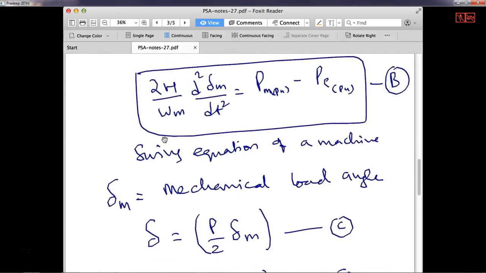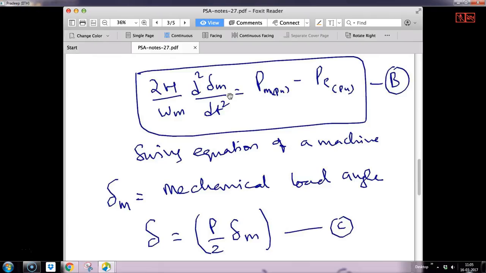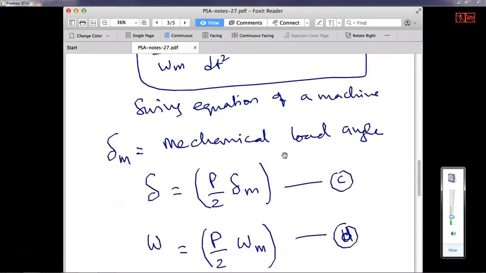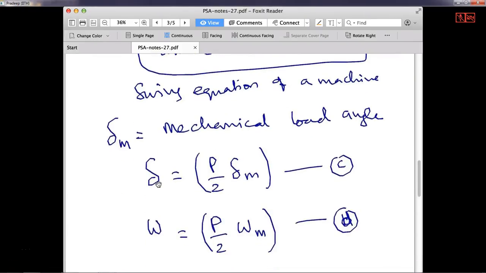Now this is the swing equation of a machine in terms of mechanical load angle. That is why delta M and omega M are there. Now I want to express this in the electrical load angle, so I simply substitute using the pair of poles. Electrical angle is nothing but P by 2 into mechanical angle. Similarly, electrical radians omega is nothing but P by 2 into omega.